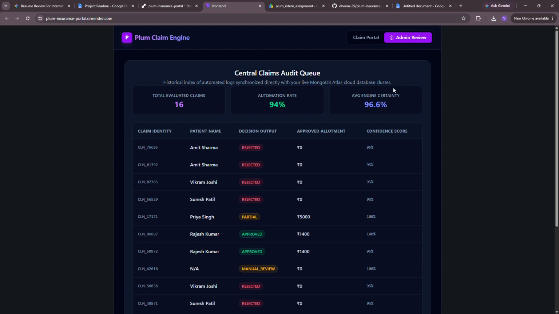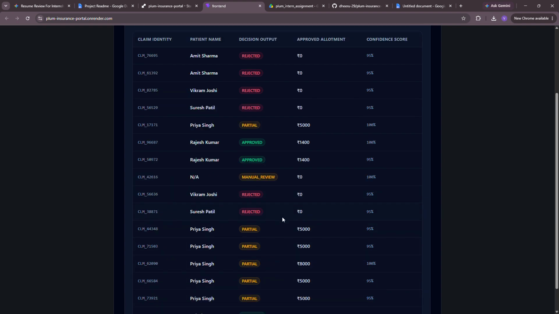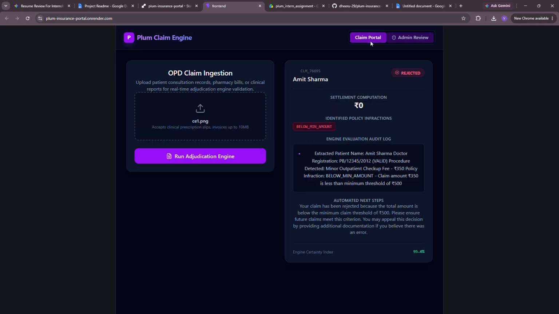So these are the evaluated claims till now. I have evaluated a numerous number of documents. See the dashboard analytics: 16 claims, automation rate 94%, and average engine certainty is 96.6%. These are the details, like which is approved, partially approved, rejected, and which came under manual review. These are the tests we did.